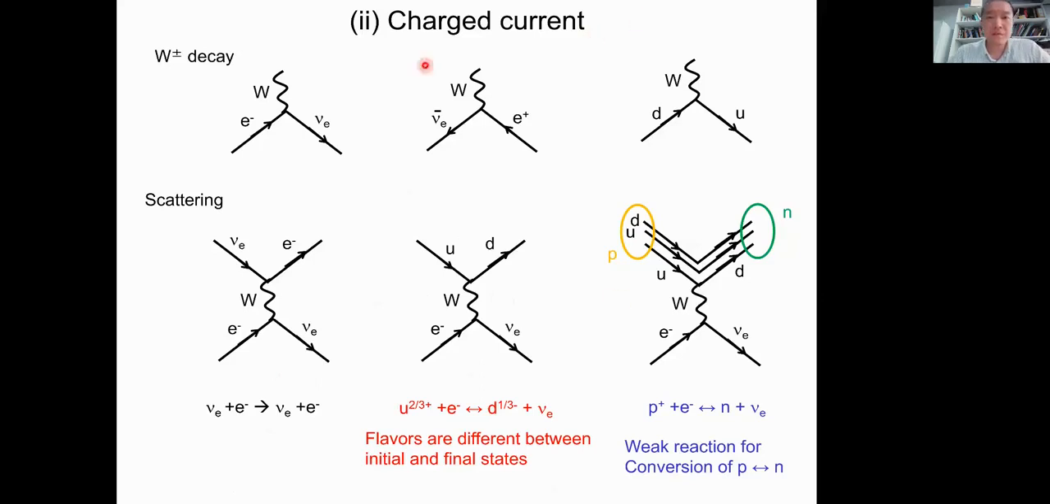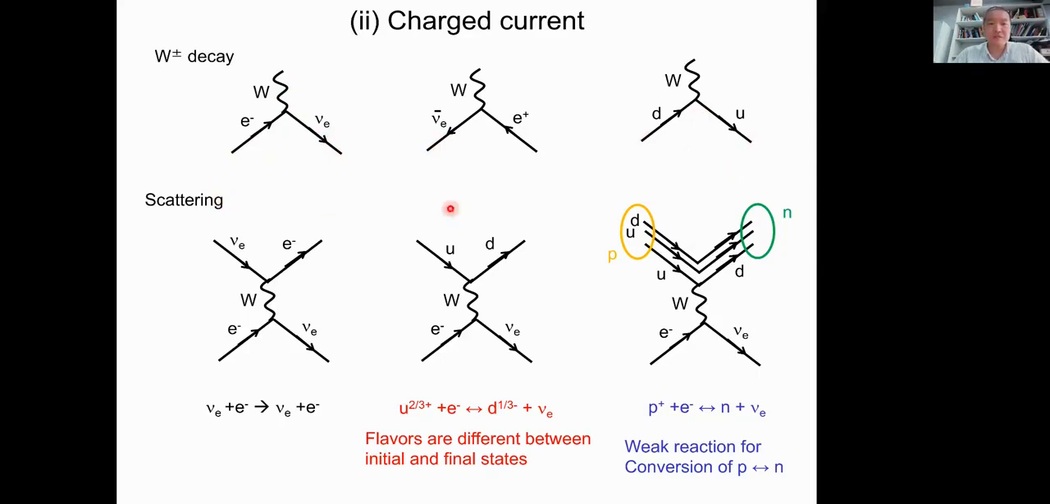And the second type is charged current reaction. These three diagrams correspond to the W plus minus decay. So in this process, electron exchanges W boson and it is changing to the electron type neutrino. Also, this is changing from the electron type antineutrino into the positron. This case is the conversion from the down quark to up quark.